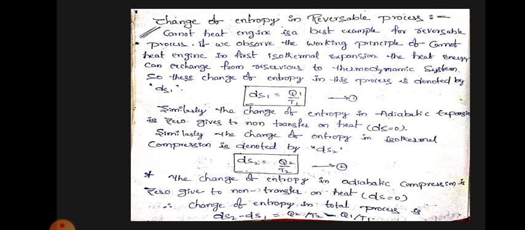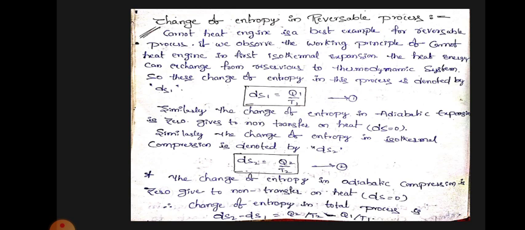Similarly, the change of entropy in adiabatic expansion is 0, since there is no transfer of heat, that is dS is equal to 0. Similarly, the change of entropy in isothermal compression is denoted by dS2, that is dS2 is equal to Q2 by T2. This is equation number 2. The change of entropy in adiabatic compression is 0, since there is no transfer of heat, that is dS is equal to 0.